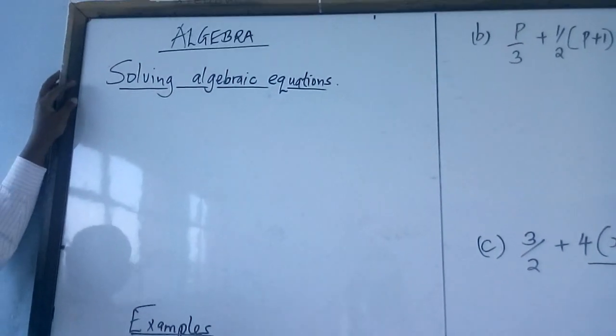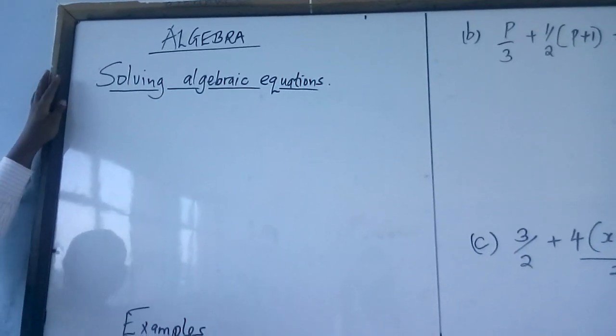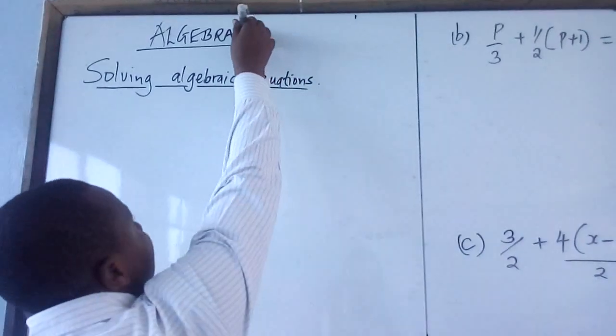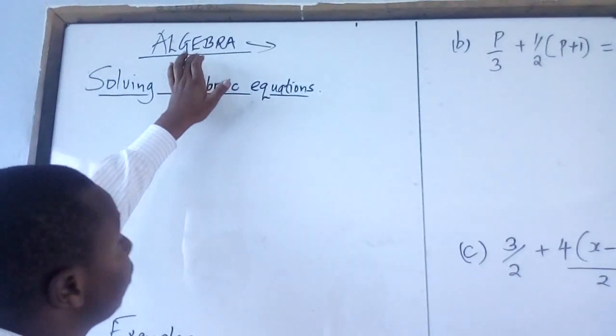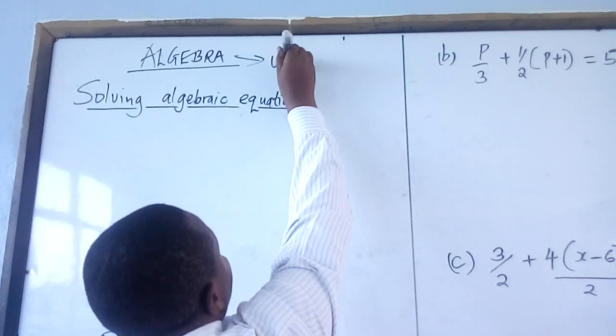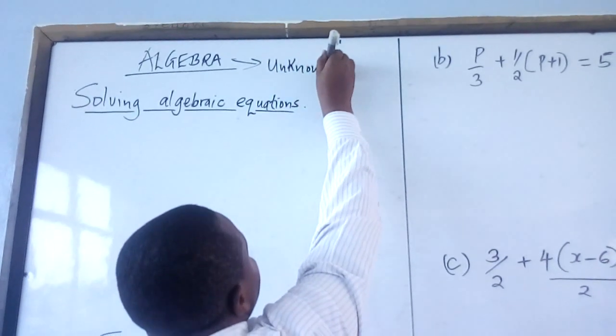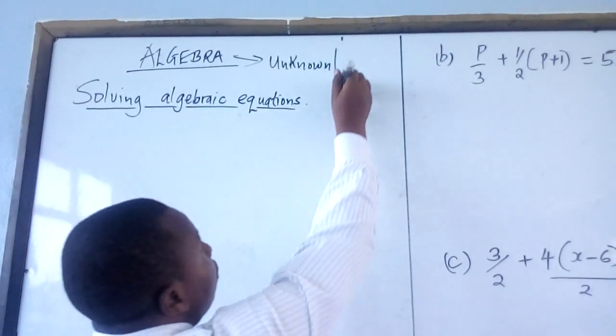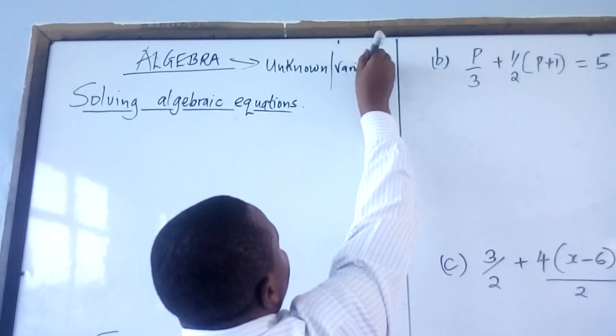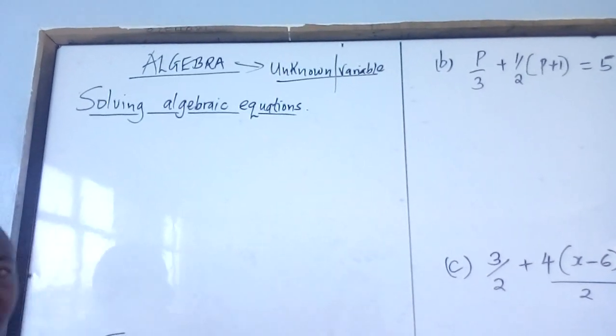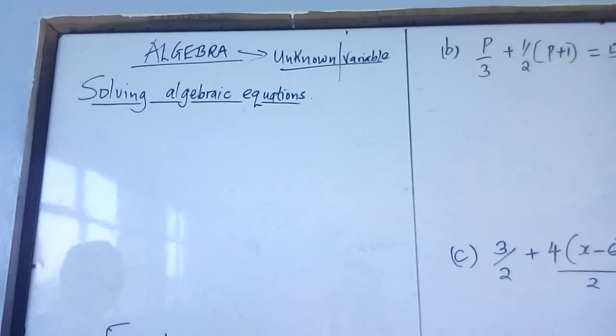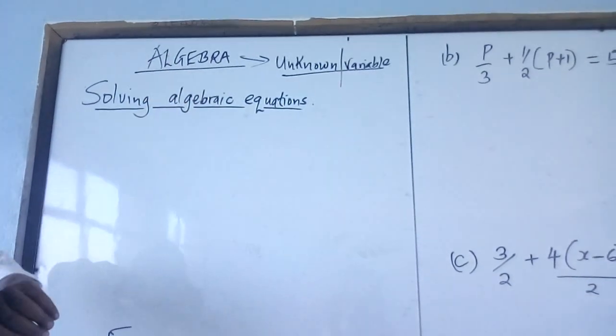So welcome viewers to our topic, algebra. Whenever you talk about algebra, what should come into your mind is a known, and a known is also known as a variable. So where letters are used to represent certain information, that is all about algebra.